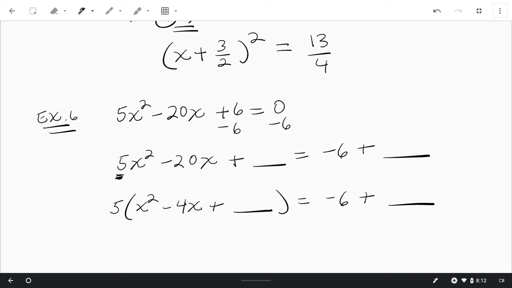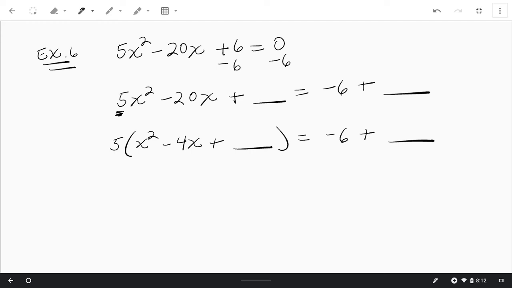Okay, but now when you look inside the parentheses, we see that the leading coefficient, which is the coefficient next to x squared, is 1. So I can go ahead and complete the square. So over here for this third term, I'm going to take half of 4, which is 2, and I'm going to square it.